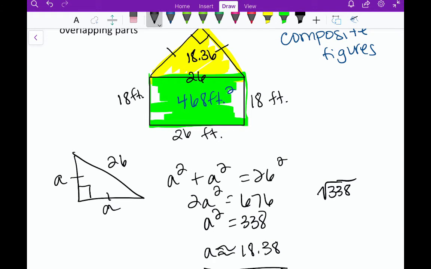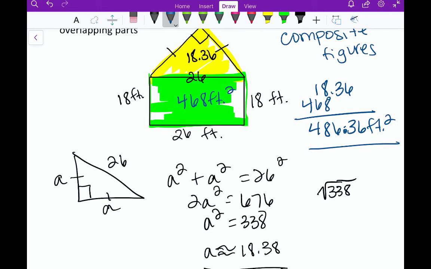So then all I would need to do is add the triangle plus the rectangle, and that would give me the area of the entire figure, which again looks like the front of a house. So 486.36 feet squared. So you use what you know about basic shapes, triangles, parallelograms, rectangles, whatever they give you, and you can then split a figure that is combining a lot of things into different shapes and find areas of each part and add them up. Again, just making sure you're not doubling up on anything.